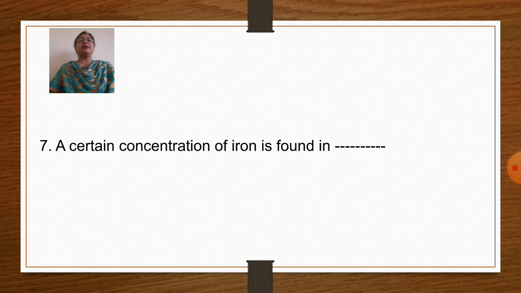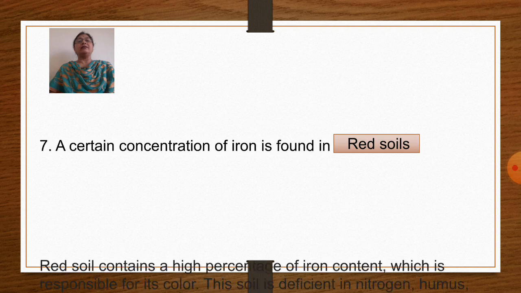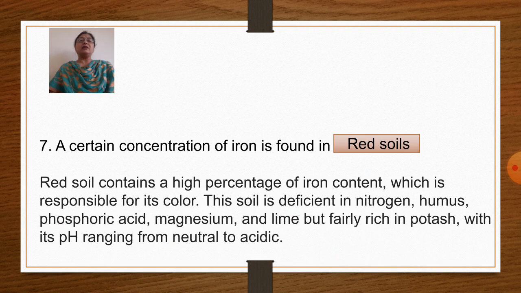Next, fill in the blank. A certain concentration of iron is found in red soil. Red soil contains a high percentage of iron content, which is responsible for its color. This soil is deficient in nitrogen, humus, phosphoric acid, magnesium, and lime, but fairly rich in potash, with its pH ranging from neutral to acidic.